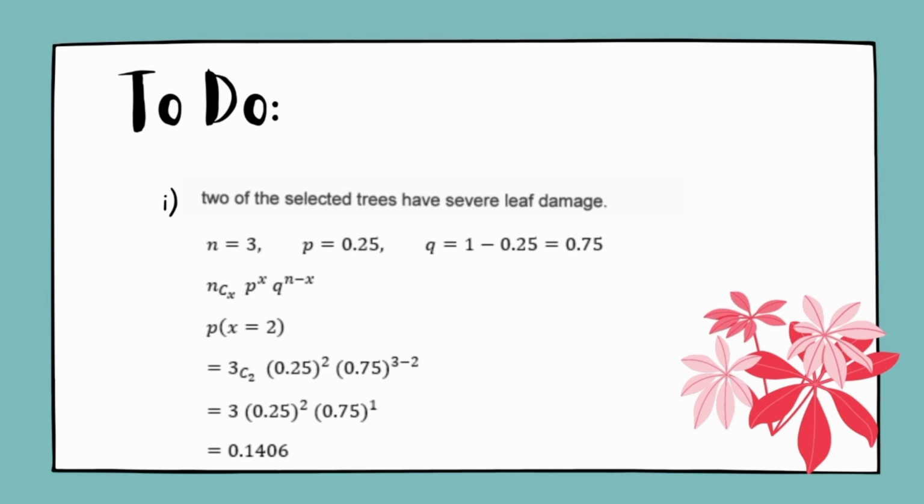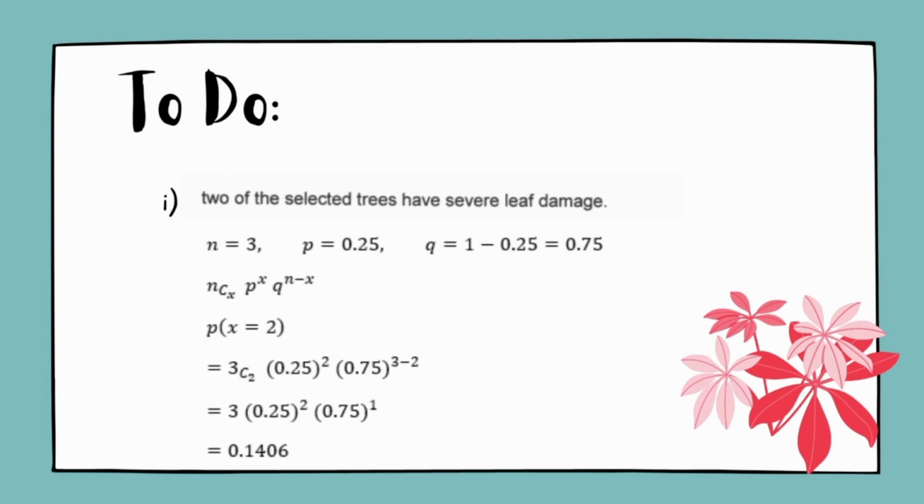So we use the formula that is given and replace the values. n we replace with 3. C we keep as C. x we replace with 2. P we replace with 0.25. x we replace with 2. Q we replace with 0.75. n we replace with 3. And x we replace with 2.